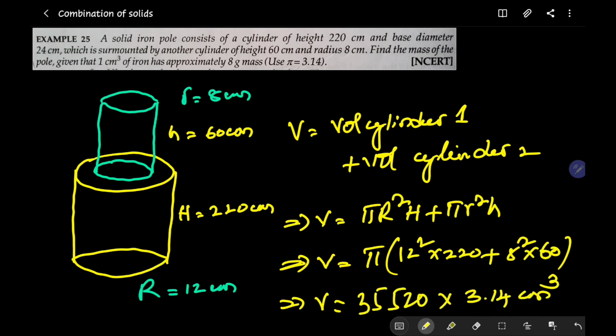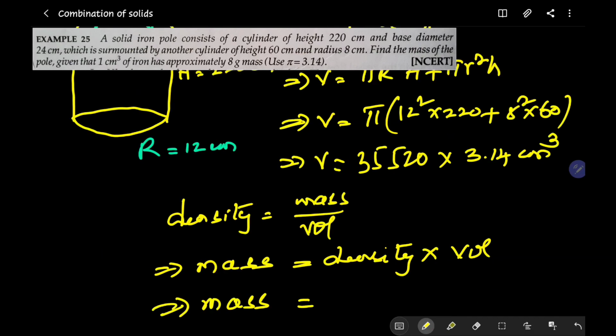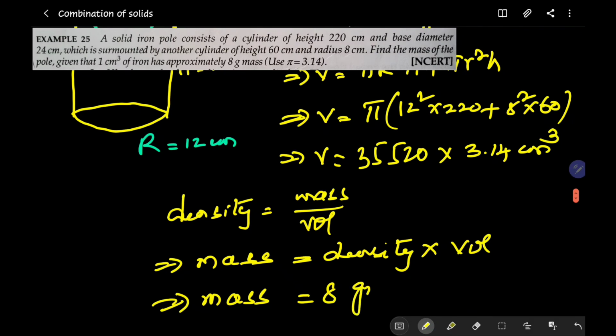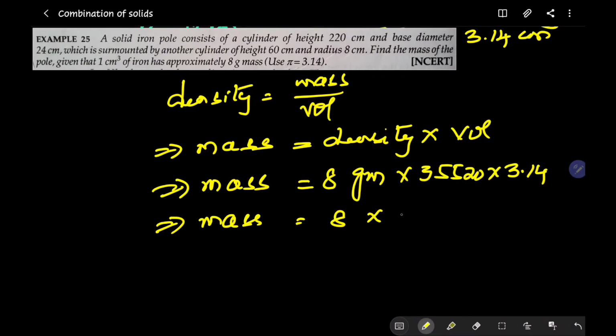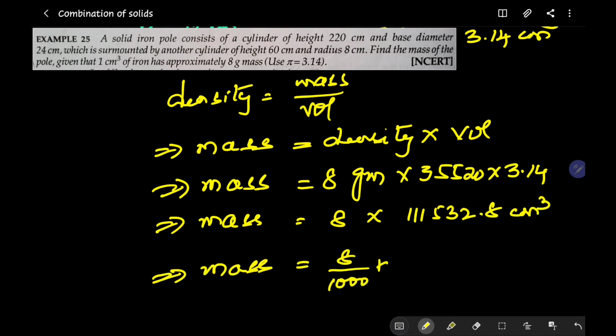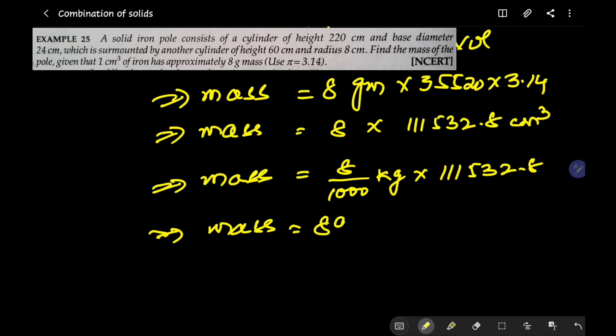Now to get the mass of the pole, multiply this obtained volume with the density given, which is 8 grams per cc. After a little bit of calculation, we'll get the mass as 892.2624 kilograms.